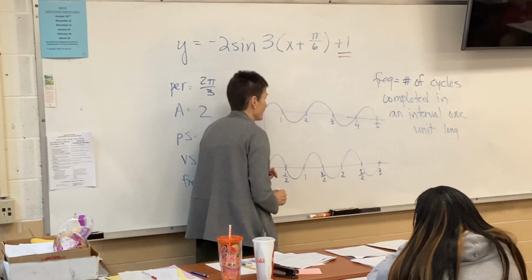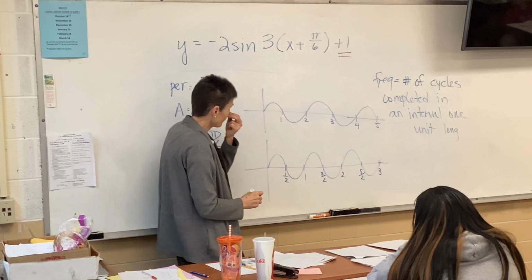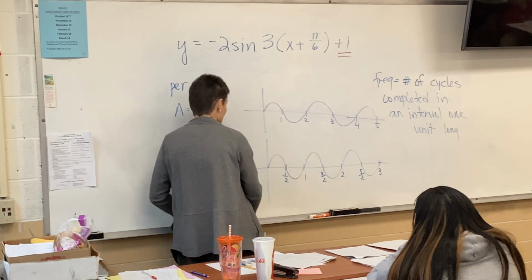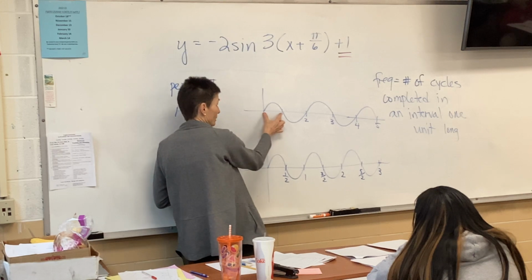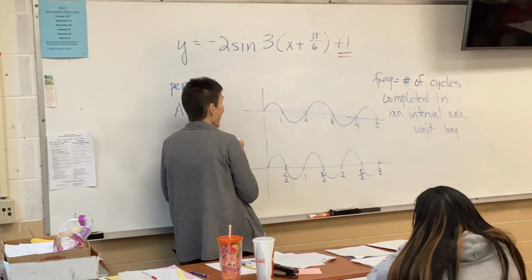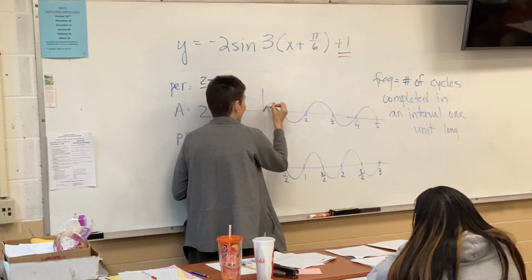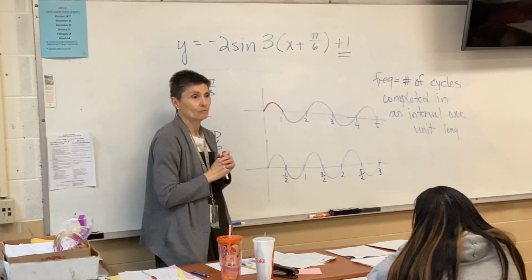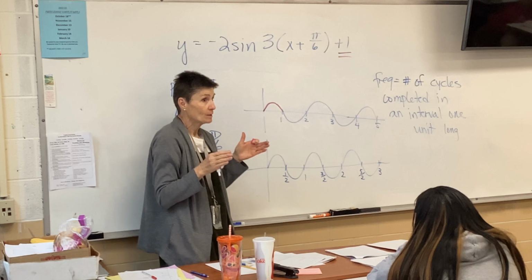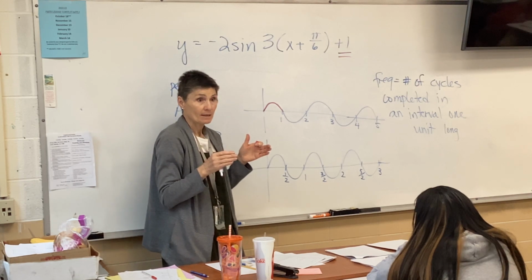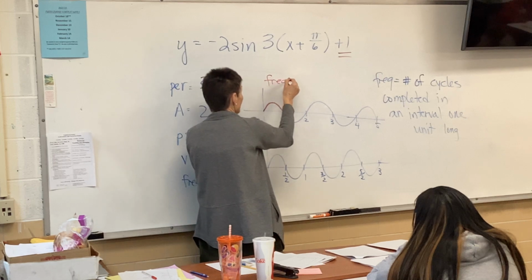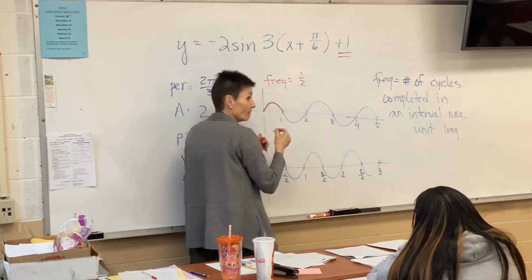Let's look at a couple of sine curves here. If we talk about an interval 1 unit long, how much of a sine curve got done in that interval? Did a whole curve get done? No, just half of it. So for this picture, the frequency is 1/2.